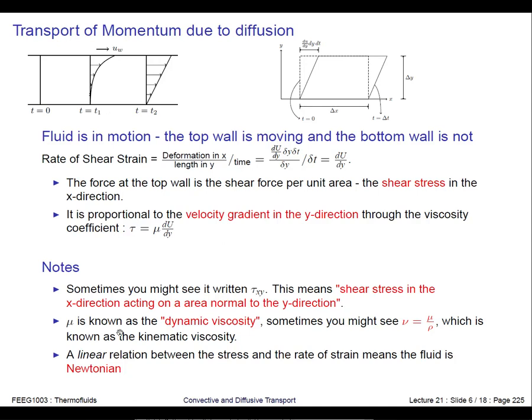Okay, so the viscosity is known as the dynamic viscosity, and sometimes you might see the kinematic viscosity. These symbols are almost always the same in textbooks, and the kinematic viscosity is just the dynamic viscosity divided by density. This relationship is known as a linear stress-strain relationship, and a fluid that has this relationship is called a Newtonian fluid. It's a linear relation, and all of the fluids that we're going to be looking at in this module all have this Newtonian assumption.